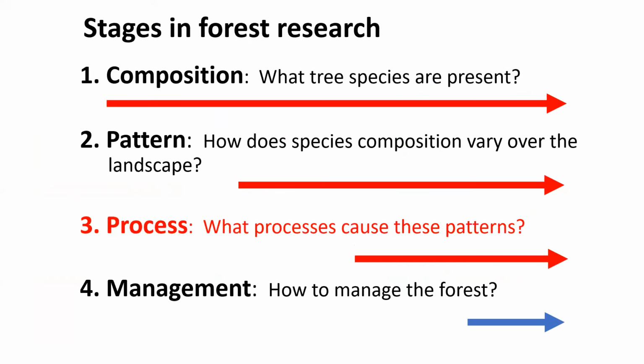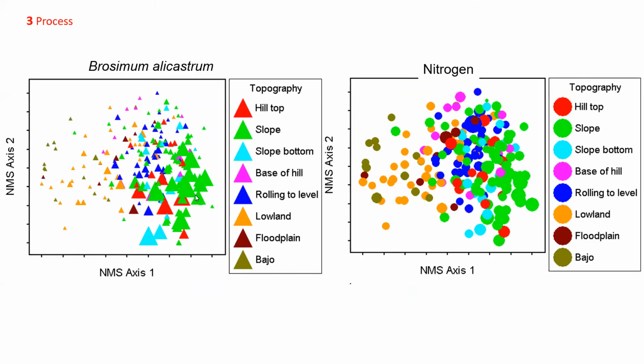So I'm going to go to process next. I don't have actually isolated mechanisms to show you, but I can show you what perhaps causes some of those patterns. So here's Brosimum and Meliaceae again. We took that ordination. Remember, I told you we gathered data on soil. And we did the same thing with the soil data. So for nitrogen, for example, again, you have this exact same array of plots, the original plot array according to their similarity in species composition, and the same color scheme to show topographic situation.